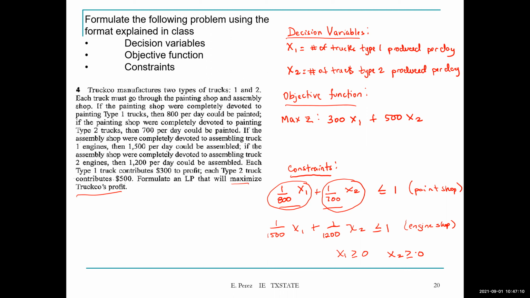Any questions? Yes. So this is for 1 day. Yes. Right. Yes. Because the decision variables are defined per day. Yes.